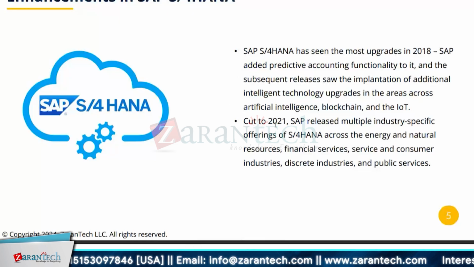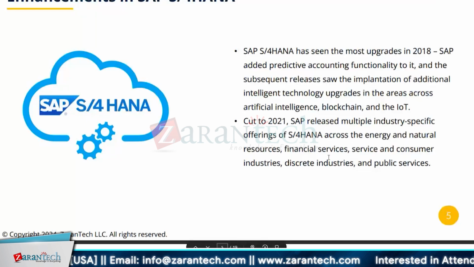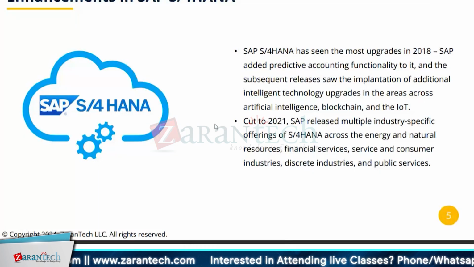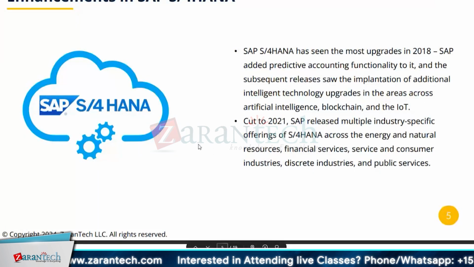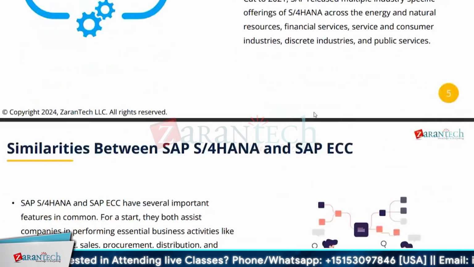So if we talk about 2021, SAP delved into more new industries like energy and natural resources, public services, and discrete industries. Some of these industries SAP initially wasn't present in, and then it dived into these industries as well. It is not full-fledged available here, but I think SAP is trying its best to be there.